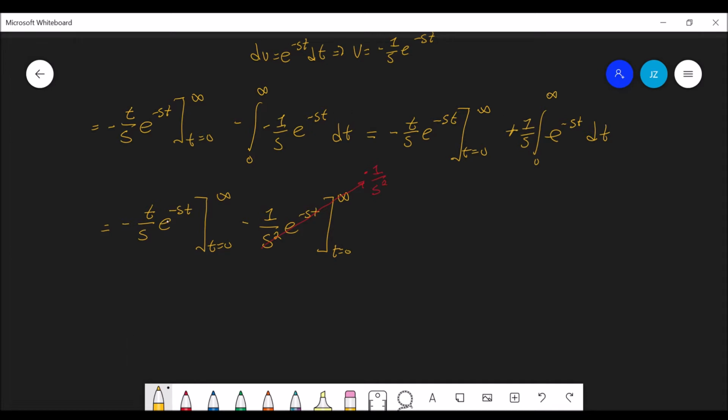We now just have to look at this first term. So we'll get negative limit as t goes to infinity of t over s e to the negative st plus 0. This limit is 0, which means this whole term will go to 0. And we're left with minus negative 1 over s squared, which is just 1 over s squared. So the Laplace transform of t is 1 over s squared.